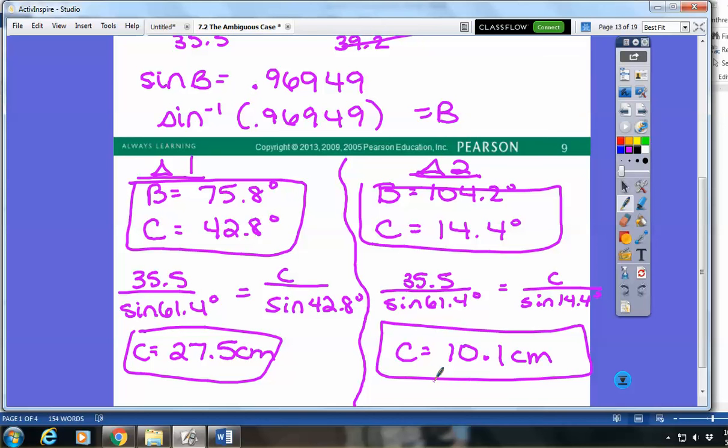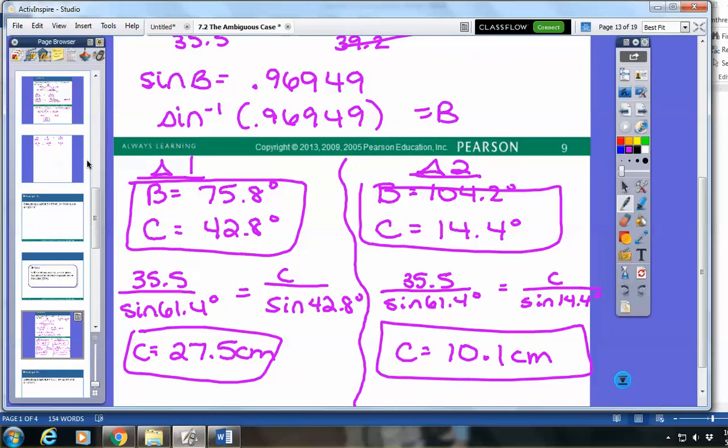That's just a quick check you can do at the end to make sure that you didn't make a mistake somewhere along the way. Biggest angle and biggest side always match up. Same for the smallest angle and smallest side. Alright, any questions on that? Let's look at another one.